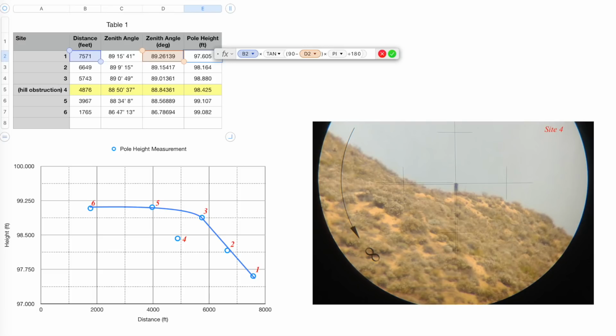Now, like I mentioned, the site locations are different than the ones before. Now, data point 4 from site 4, I've excluded from the curve fit there. Why did I do that? Well, look at the image there. It was barely visible above the hill.